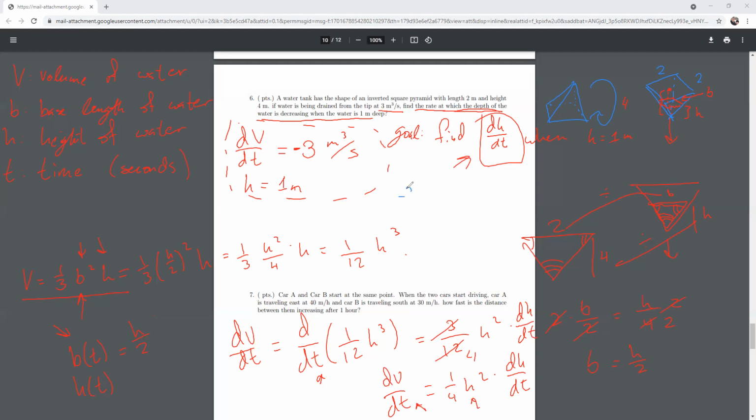So now we have -3 is equal to 1/4 h squared, but that's just 1 squared, dh dt. Let's get rid of everything to the other side. 1, let's just ignore that. It's just a 1, right? Multiply both sides by 4. Cancels with that. We're left with -12 equals dh dt. Boom, and there we are.